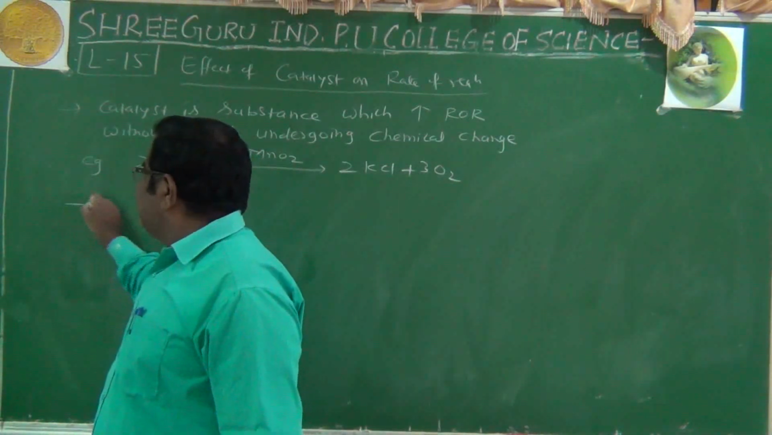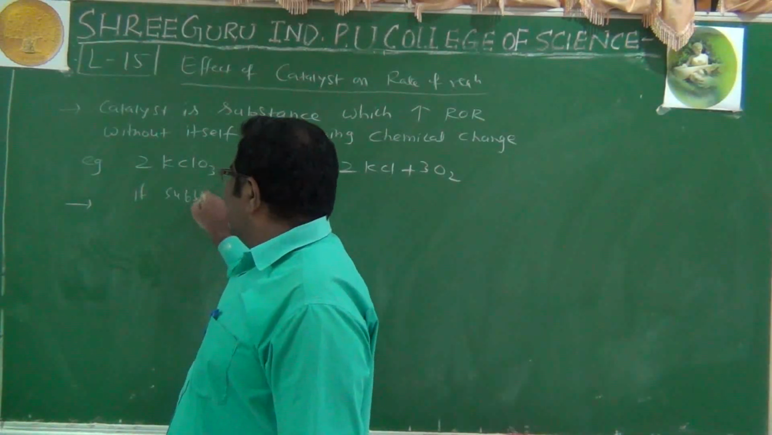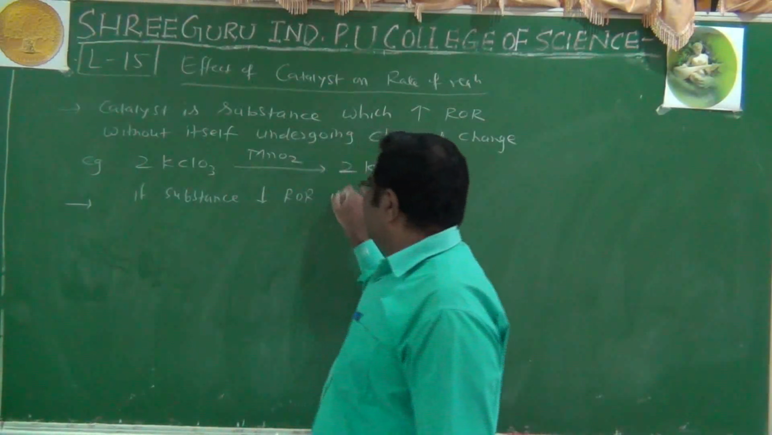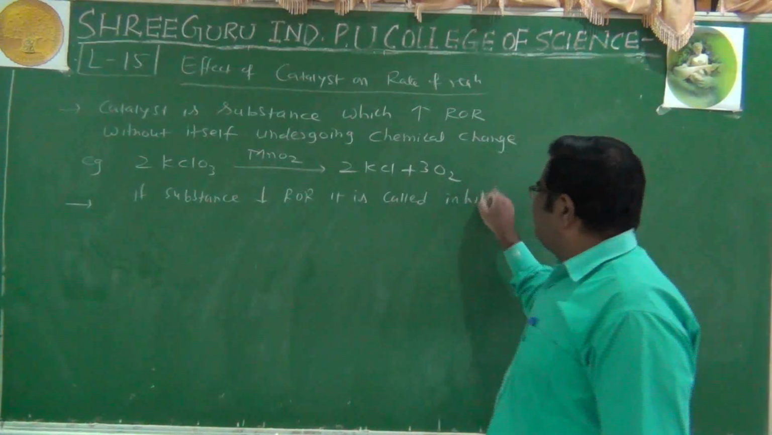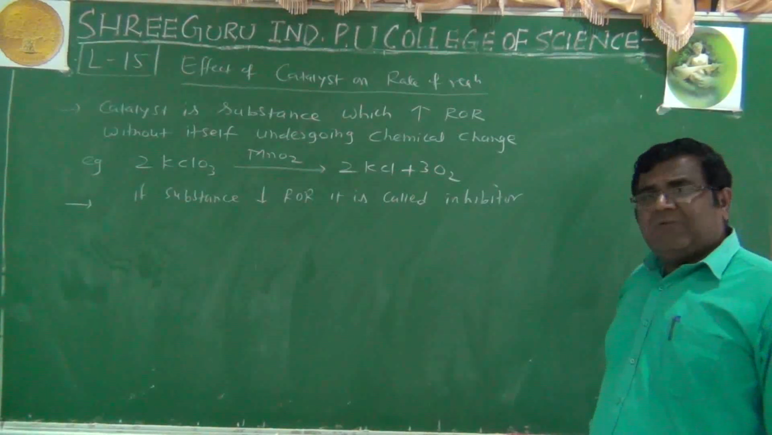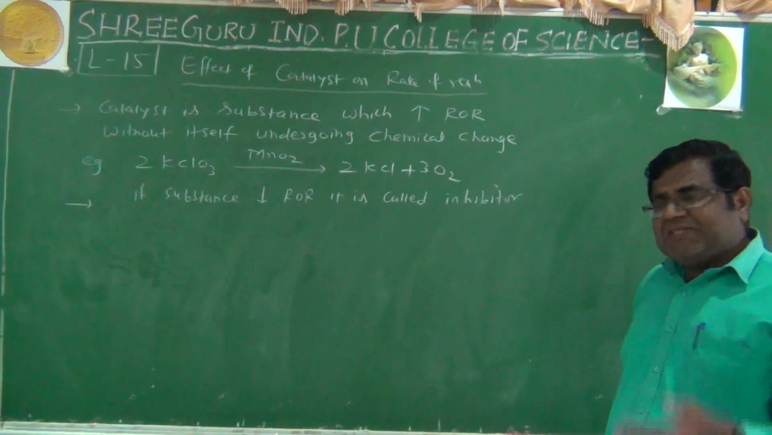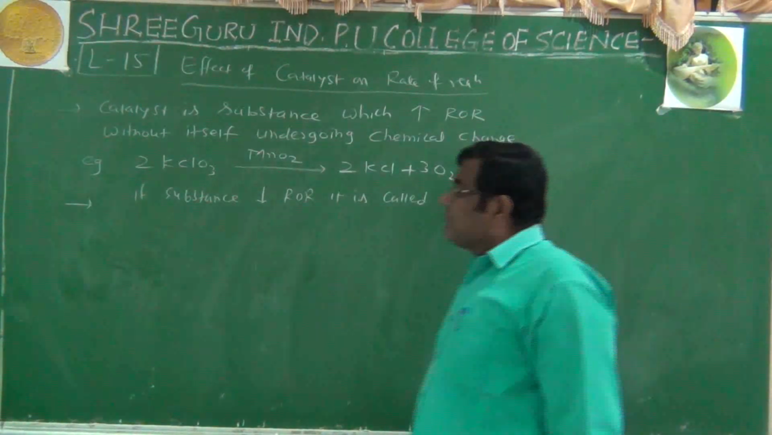Then we can say the next point is that if a substance decreases rate of reaction, it is called an inhibitor, or we also call it a negative catalyst. Some substances are used to decrease the rate of reaction. We call them inhibitors.